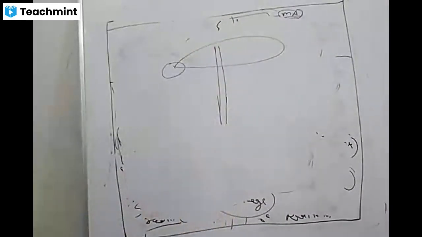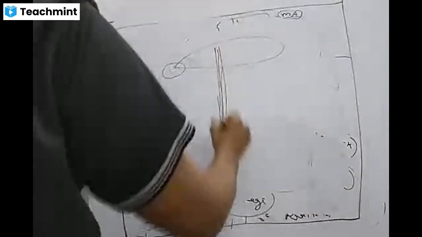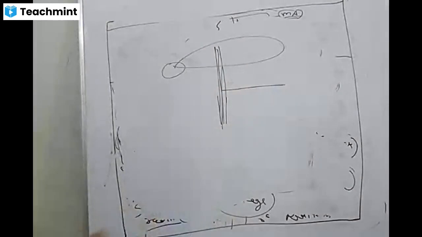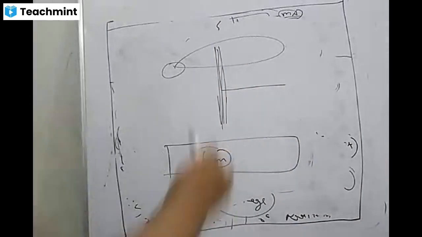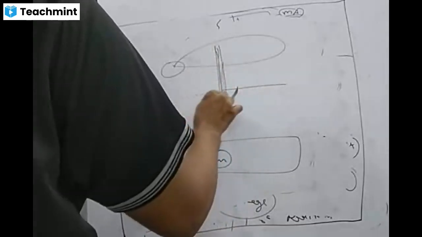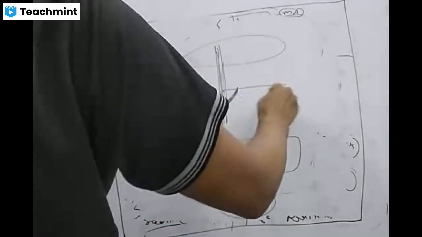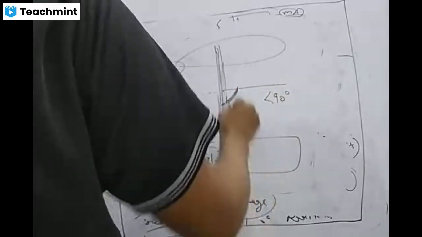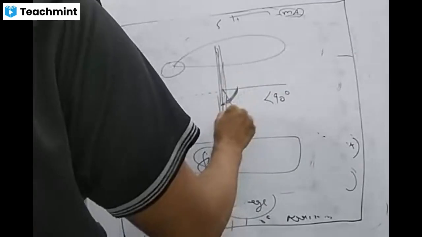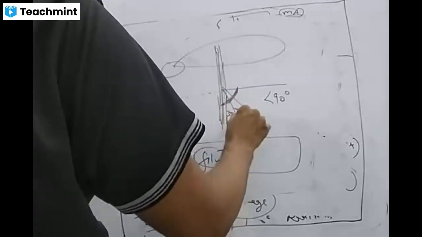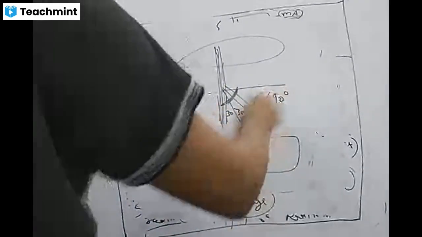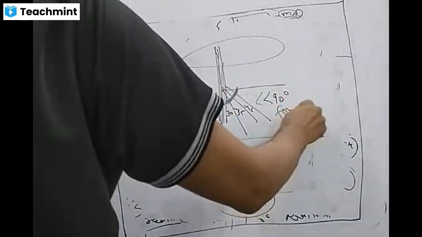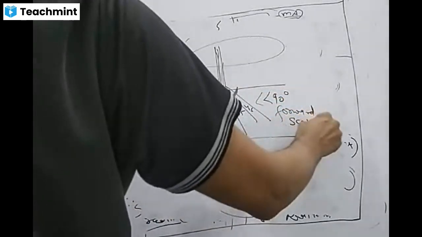This is the beam, and this is the film. If the angle with the beam is less than 90 degrees, suppose the angle is 30, 35, or 46, we call it forward scatter.